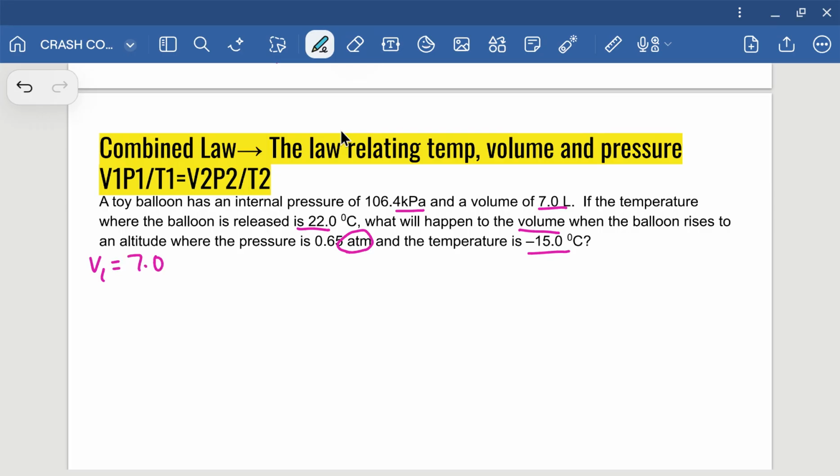So let's write some of these out. We have V1 is 7.0 liters. We have P1, and I think I'll keep my pressure in kPa, is 106.4 kPa. And you have T1, which was your original temperature, plus 273.15. That gives you 295.15. And then your new volume is what we want to solve for.